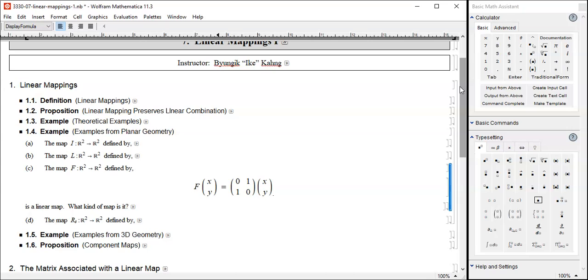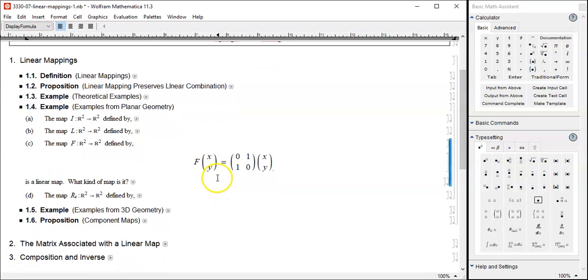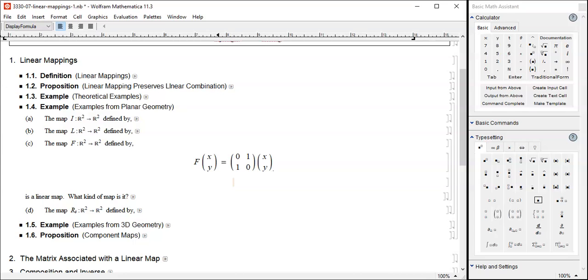So this map sends xy to 0110xy. What kind of map is it? Well, what choice do we have? Let's do the matrix multiplication.